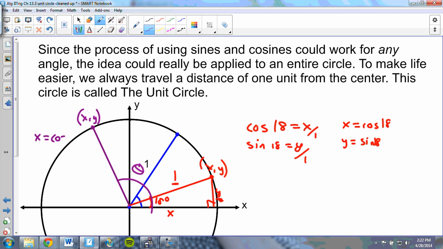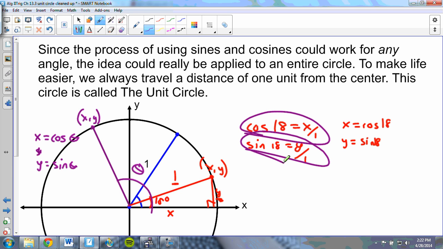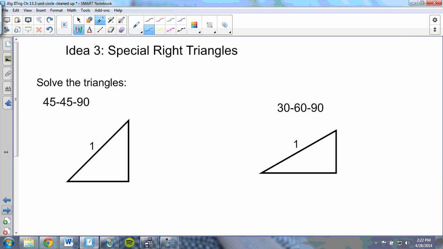X is cosine of theta. Y is sine of theta, because that's how you can find those x and y coordinates based on these triangles that we can draw. And now this idea, the way that I drew it here, is a little bit off, but we'll live with it for now and keep going.